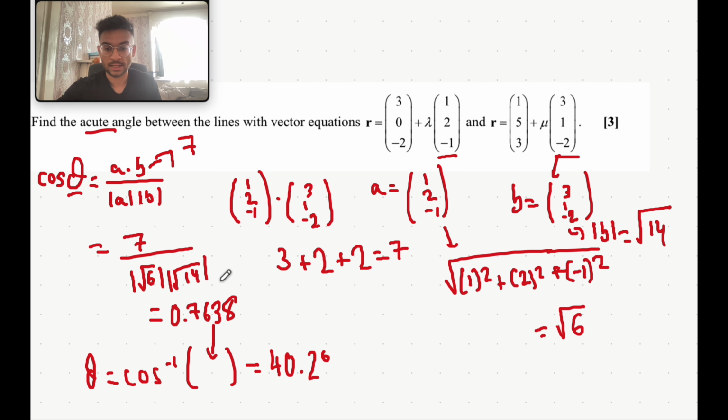This happens to be an acute angle, so that's perfect. Acute meaning it's between 0 and 90. And yeah, that's everything for that video. So that's how you can find the angle between two different lines with two different vector equations.